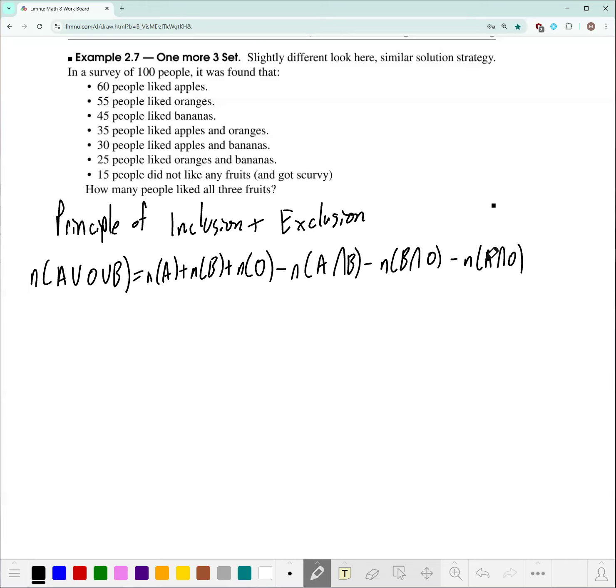So this gets rid of all of our overlaps, but you might be thinking, wait a second, if I get rid of every single overlap, I'm getting rid of the area in the middle one too many times. I've cut out overlaps over and over and over again. If I constantly am cutting them out, that whole area is gone. And so the people that are in there are missing. So what we actually need to do is add back in N of A and B and O.